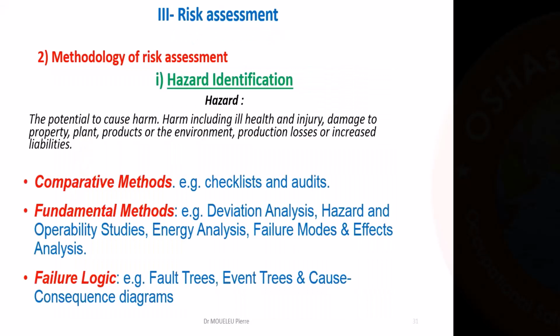Now, the methodology of risk assessment, the first step, as we said, is the hazard identification. You can do it by having comparative methods, for example, having a checklist and audits. Fundamental audit methods can be the deviation analysis, hazard and operability studies, energy analysis, failure modes and effects analysis. It's up to you to see. And we also have the failure logic with the fault trees, the event trees and cause-consequence diagrams that can be used.